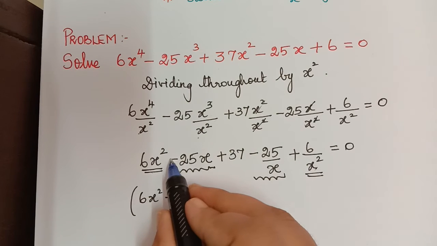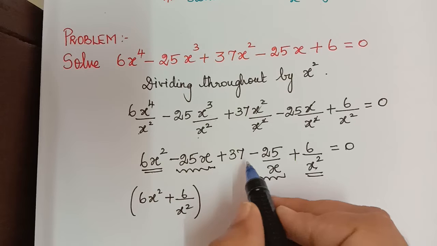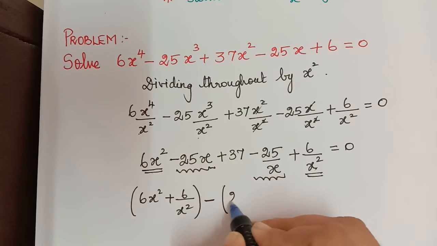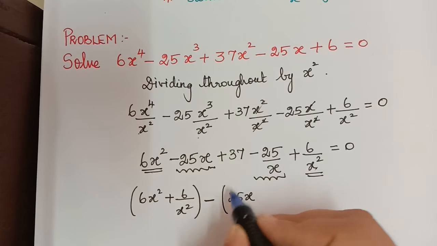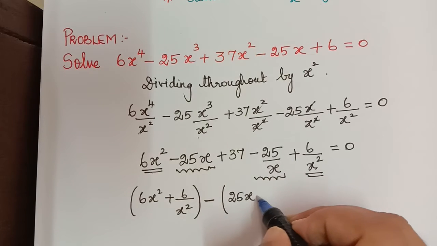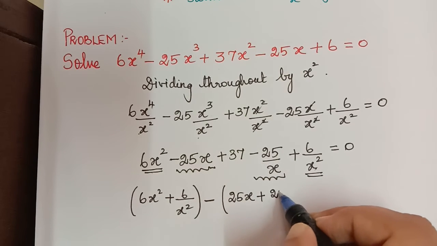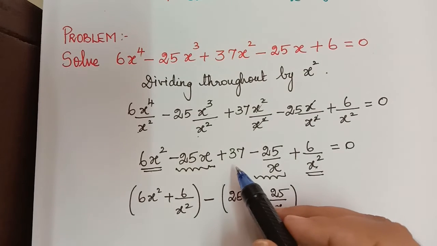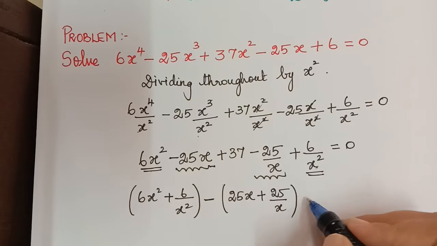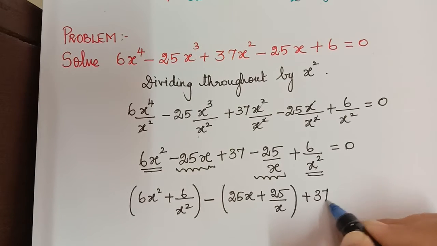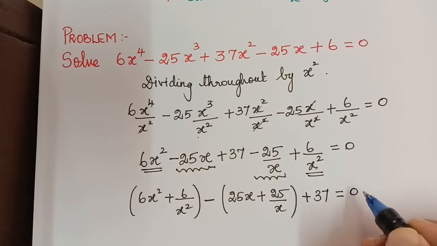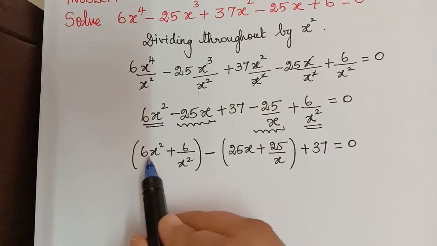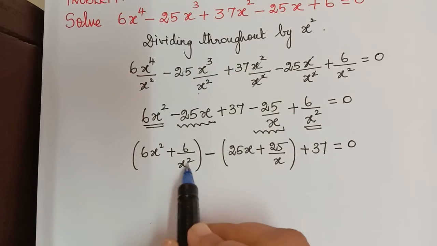Now if you see, we have a negative sign common in both the terms. So that we will take out. So we will be having 25x, because we have taken the negative sign, it will be plus 25 divided by x. And then the only left out term is 37. So plus 37 is equal to 0. Now if you see here, we could see that the numerical value 6 is common in both these terms.